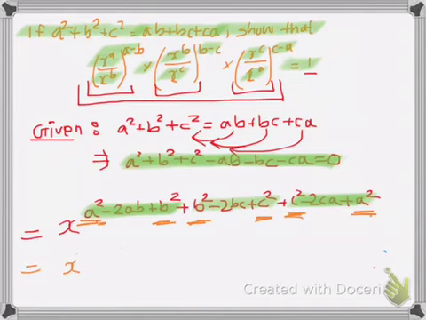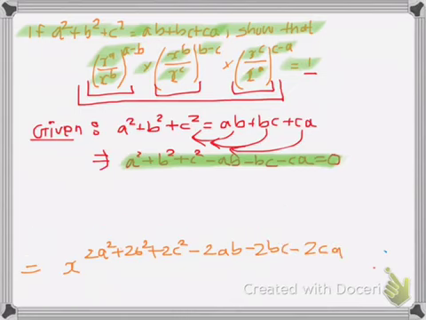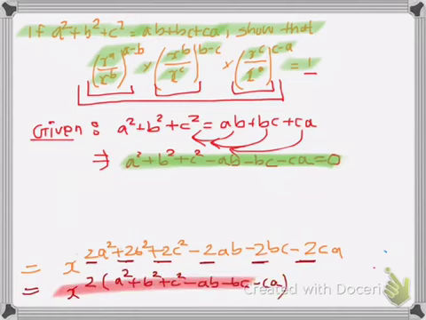So we can write it as 2a squared plus 2b squared plus 2c squared minus, and I'll write the remaining part as it is, minus 2ab minus 2bc and minus 2ca. Finally, here we see a 2 is everywhere in the power, so let us take 2 common from every term of the power. On doing this, we get the expression in this form.